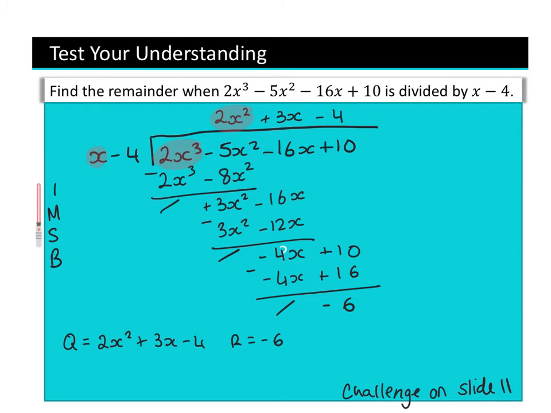I now start the sequence again. How many x's go into minus 4x? The answer is minus 4. I then multiply minus 4 times x gives me minus 4x. Minus 4 times minus 4 gives me positive 16. I now subtract. Minus 4x minus 4x cancels. 10 minus 16 is minus 6. My quotient is up here, which is 2x squared plus 3x minus 4, and my remainder is here, which is minus 6.